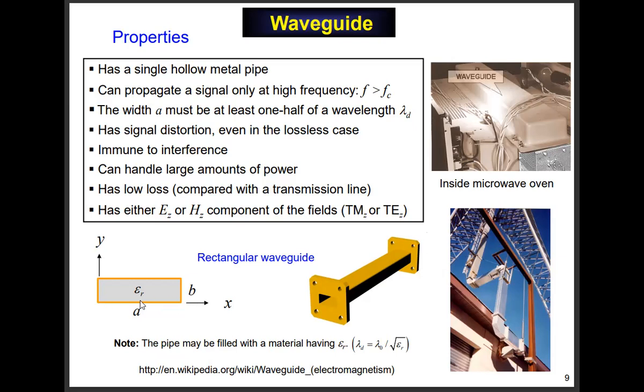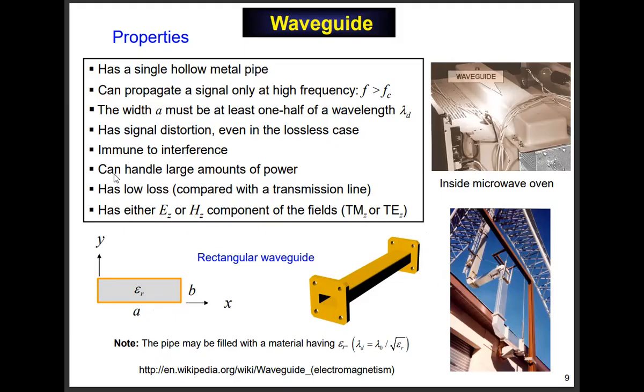This is called the width. In the x direction, the long direction is called the width. The width A must be at least 1/2 of a wavelength, lambda d, in order to be above the cutoff frequency. That's one way to think about it. It has a lot of signal distortion, even if it's lossless, and that's because of the property of the waveguide modes. We'll get to that later. It's just like the coax, it's immune to interference because it's a closed pipe of metal.